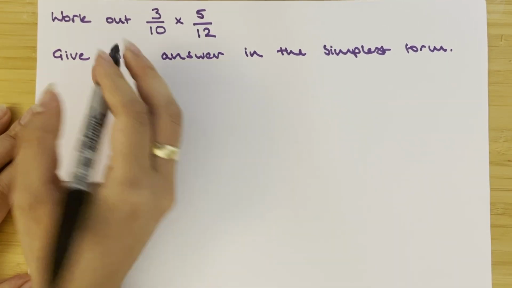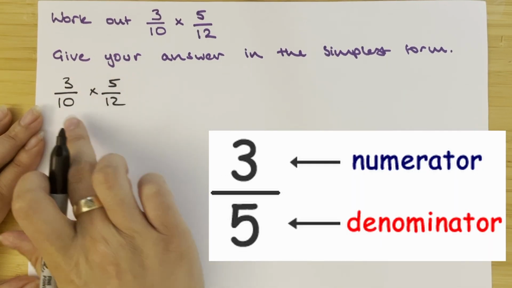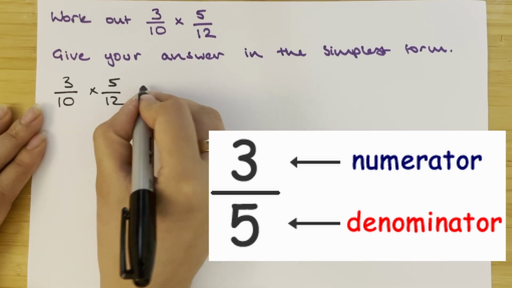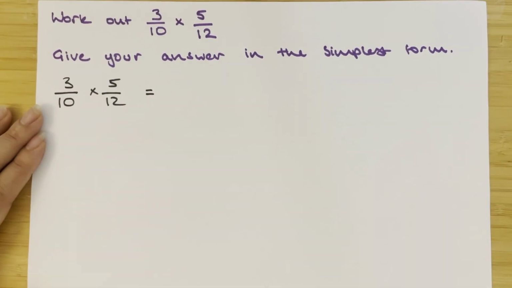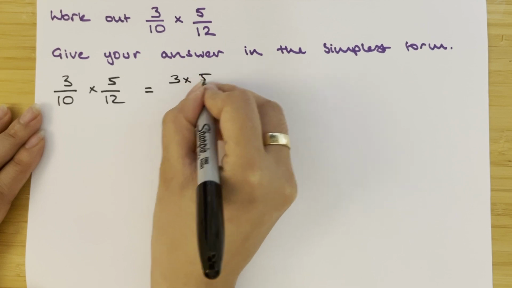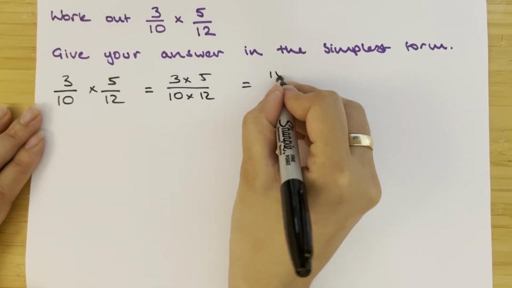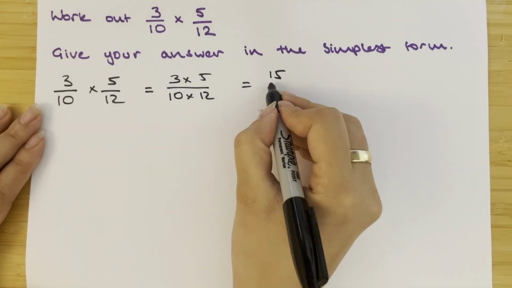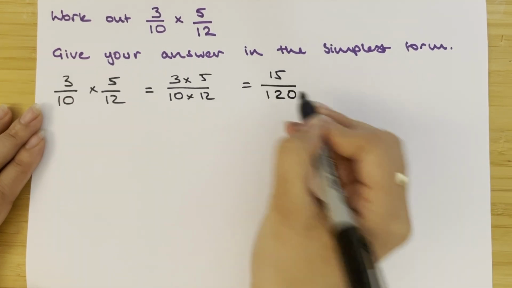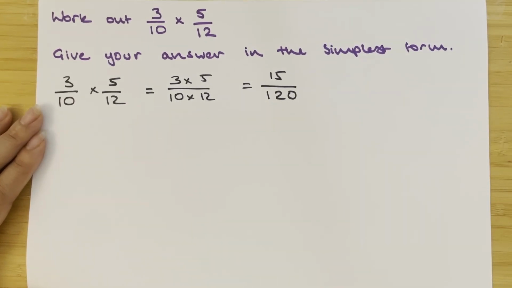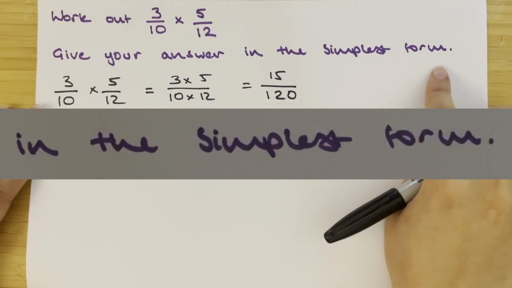Writing out the question again, what you do is you times numerators and you times denominators. So I'm just going to put this all into one big fraction. So 3 times by 5 over 10 times by 12. On the top, that gives us 15. And on the bottom, 10 times by 12 is 120. Lovely. Okay, so from this point, we do not have the simplest form and we want to get there.